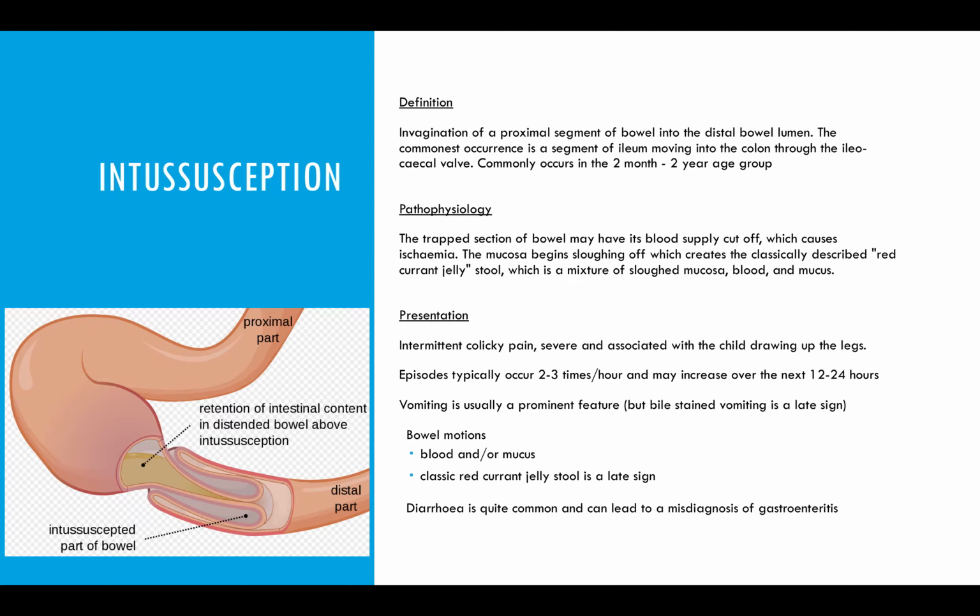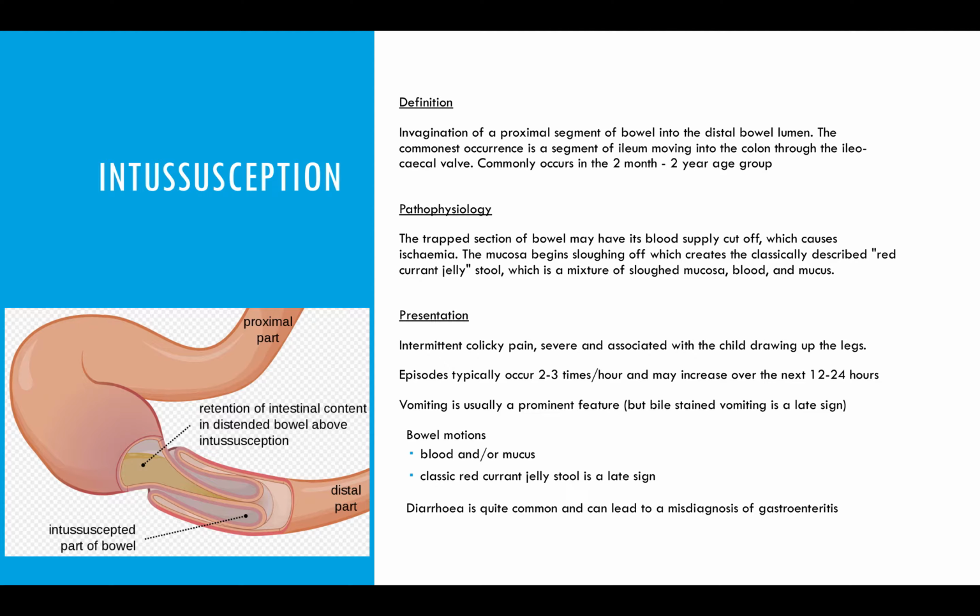Now, the presentation of these patients is often an intermittent colicky pain. Can be really severe, and it's often associated with the child drawing up their legs. It's often episodic, so the description that you may get from parents, which is really important because it's often not clear, is that they might just say their child is just inconsolable or really irritable. They just scream and scream and scream, and then they stop and they're fine. Intussusception should always be considered in that sort of patient. So that's something important to know.